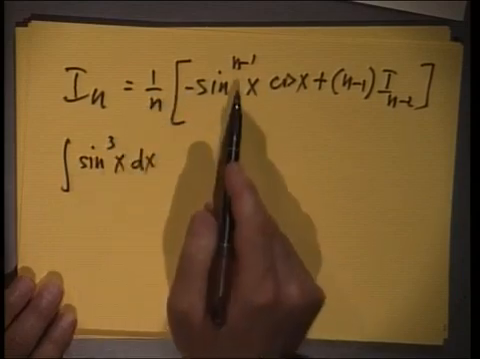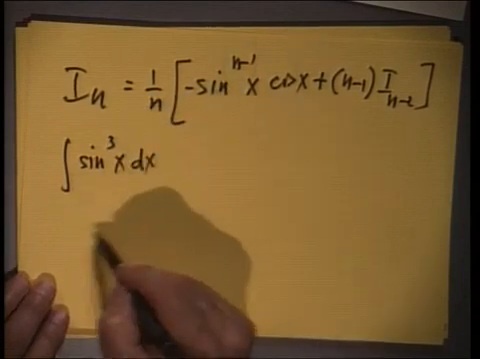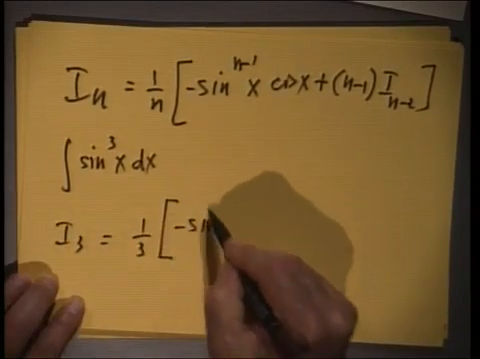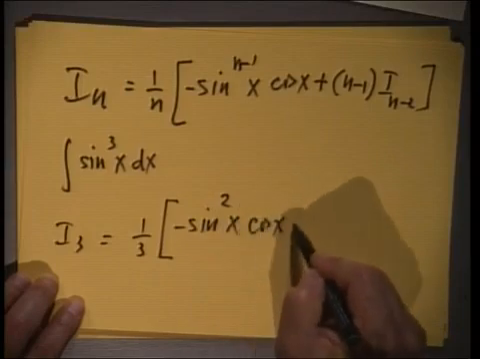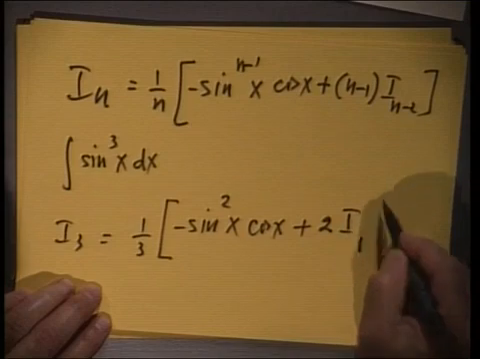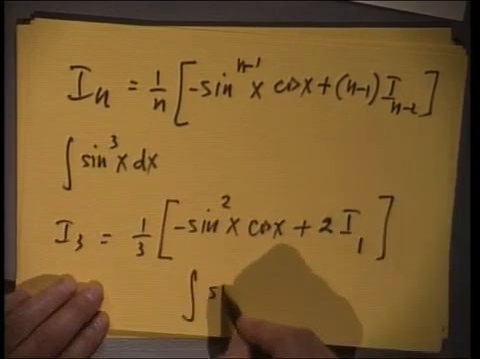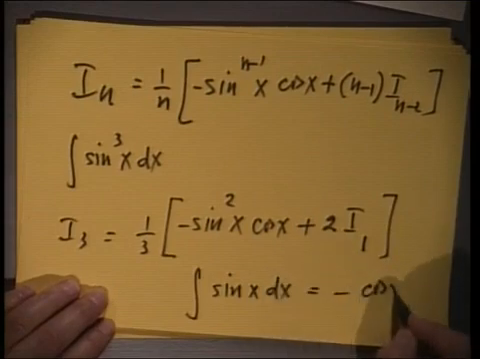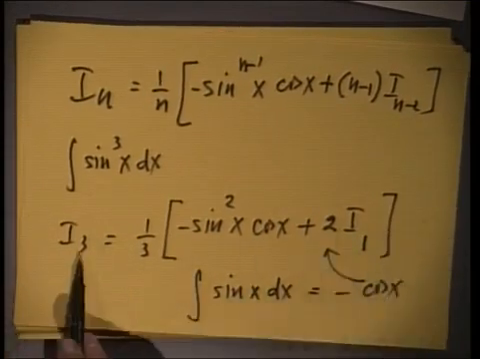So directly you substitute n is equal to 3. So you get I3 is equal to 1 over 3 times minus sine squared x cosine x plus, with n equal to 3, twice I1 now. I1 is the integral of sine to the power n with n equal to 1. So this integral is directly minus cosine x. So you put here minus cosine x and you get I3.